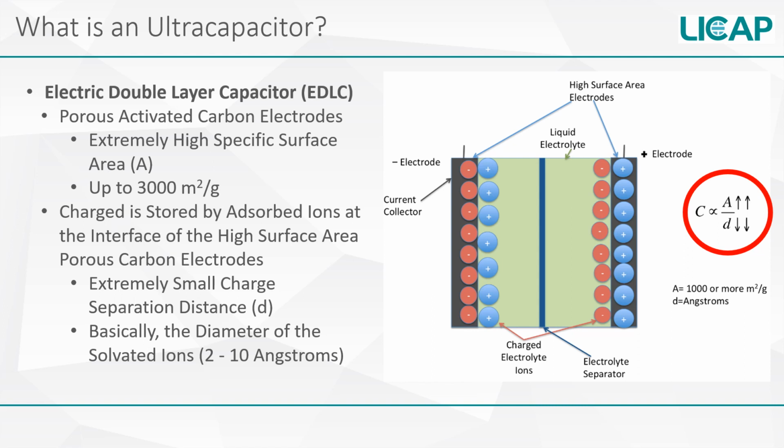Additionally, the charge separation is on the order of the diameter of a single adsorbed ion, 2 to 10 angstroms. So D is extremely small. Using the equation for capacitance, you can now see why ultracapacitors have such a high capacitance value.